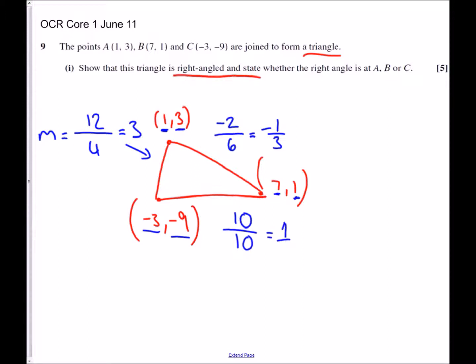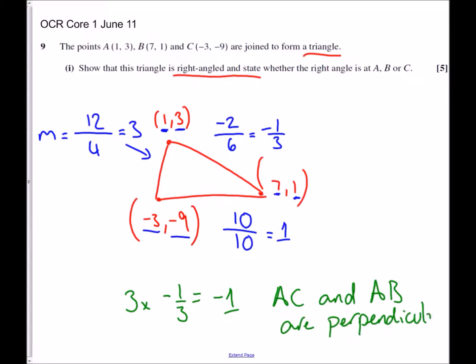So if you remember, we want to show that we've got a right angle. Well, the right angle is where the gradients multiply together to give me -1. Well, I know that 3 times -1/3 gives me my -1. So because of this, I know that the edges AC and AB are perpendicular. The reason I know that is the gradient of AC times the gradient of AB gave me -1.